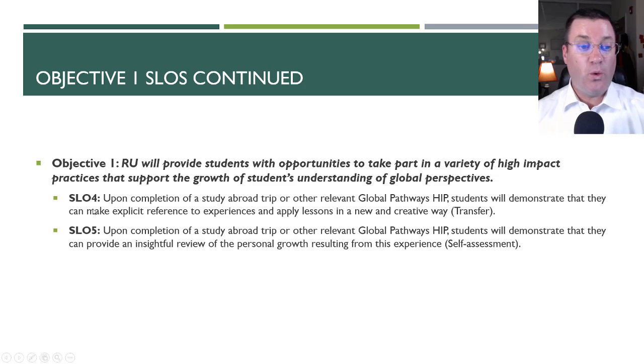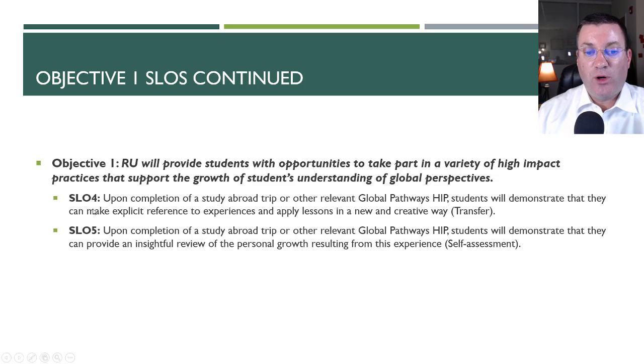Student learning outcome 4: upon completion of a study abroad trip or other relevant global pathway high-impact practice, students will demonstrate that they can make explicit reference to experiences and apply lessons in new and creative ways. So they take what they've learned out in the field or abroad and apply that lesson in other ways, transferring that lesson into other situations.